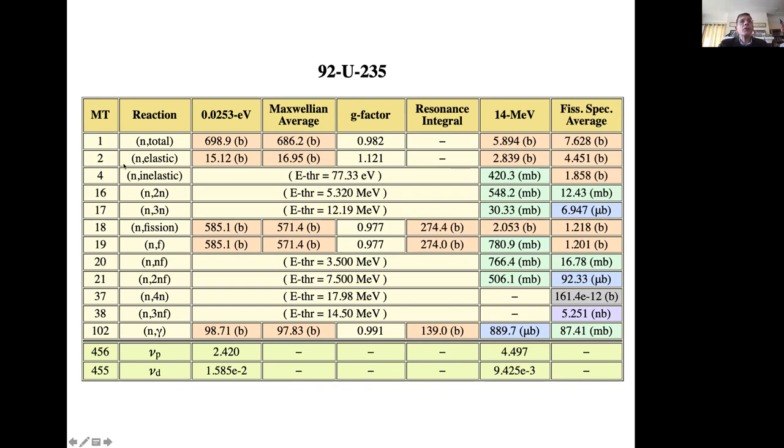Okay, what I want you to do is look at the following thing. The third column here says 0.0253. Well, that's thermal. That's 1/40th of an electron volt, a thermalized neutron energy. Just look at a couple of entries here. This is uranium-235. The fission cross-section, if a neutron is captured, is huge, not 1,000, but 585 barns. But there's also a close to 100 barn cross-section, 98.7 barns, for a neutron to capture and gamma decay and not fission. So that's a neutron which is useless, taken out of play.